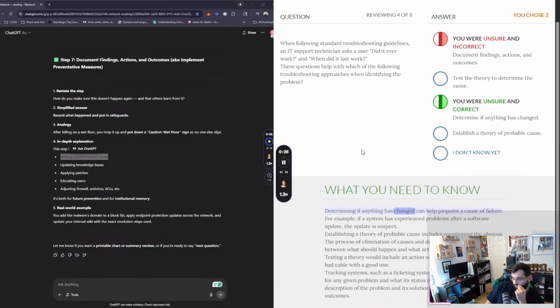Determining if anything has changed can help pinpoint a cause of failure. For example, if a system has experienced problems after a software update, the update is suspect. Establishing a theory of probable cause includes questioning the obvious. The process of elimination of causes and determining the difference between what should happen and what actually happens is helpful. Testing a theory would include an action such as replacing a suspected bad cable with a good one. Tracking systems, such as a ticketing system, record who is responsible for any given problem and what its status is. This includes a complete description of the problem and its solution, findings, actions, and outcomes.